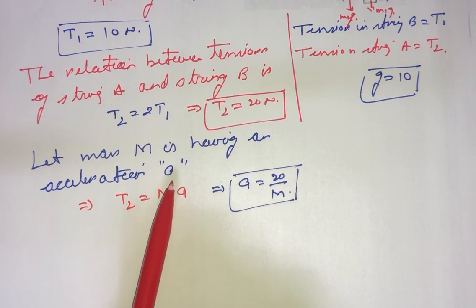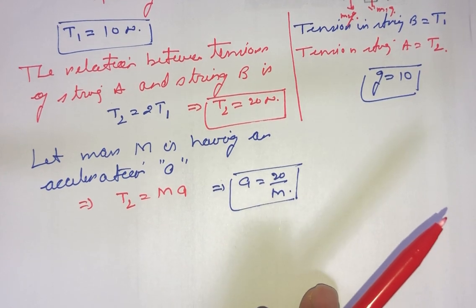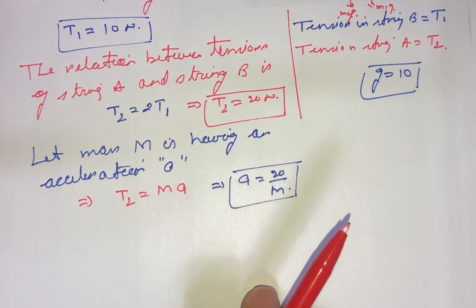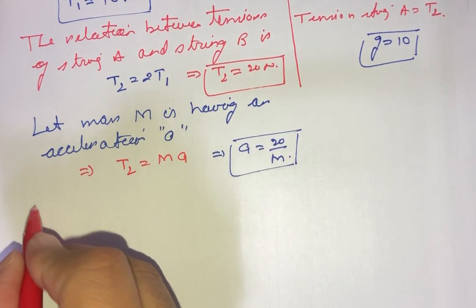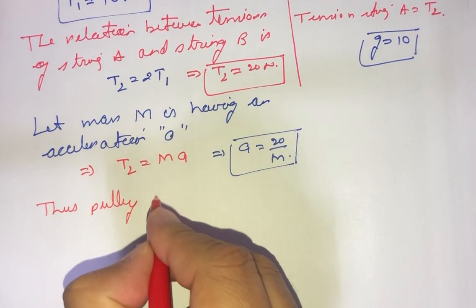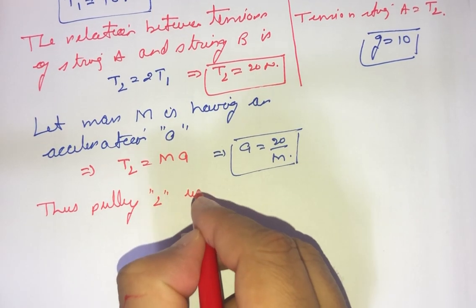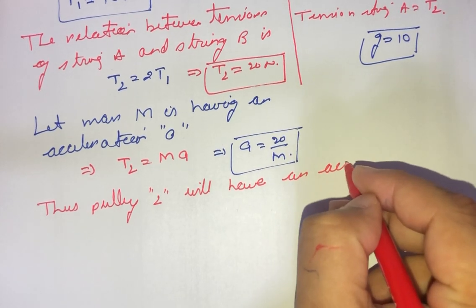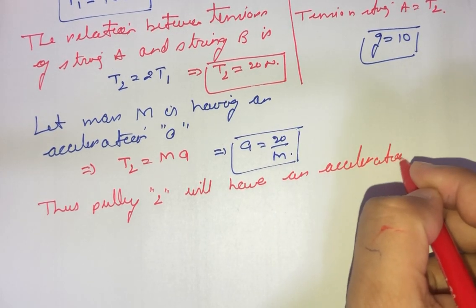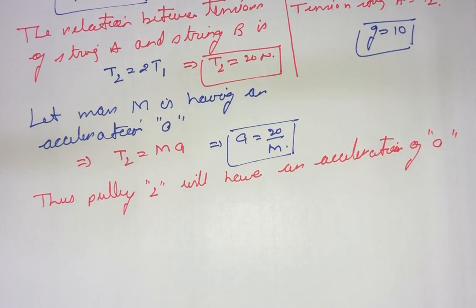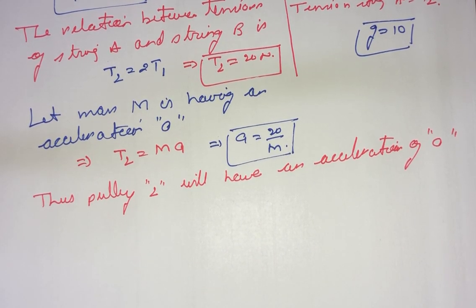Now if A is the acceleration of mass capital M, then pulley 2 will also have an acceleration of A, because they are connected by a single string, that is, string A.